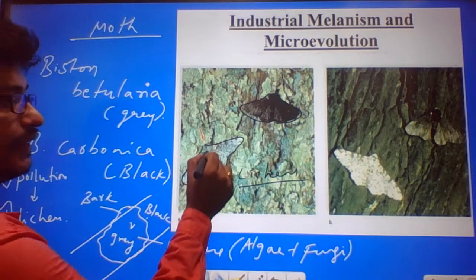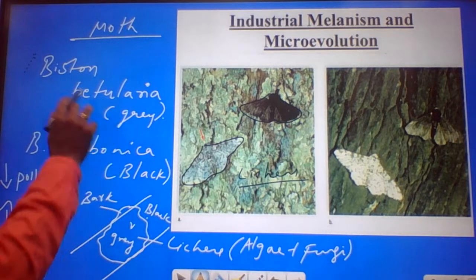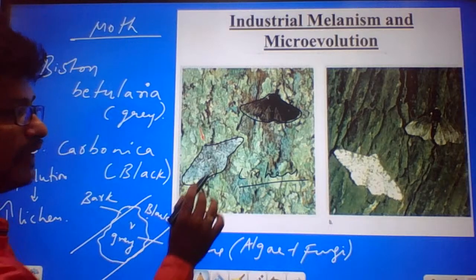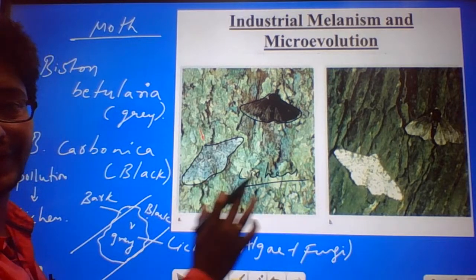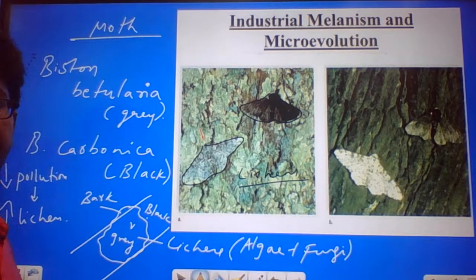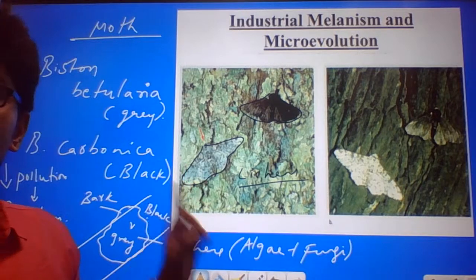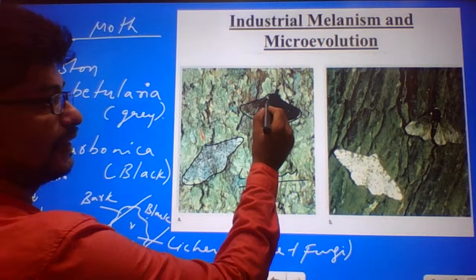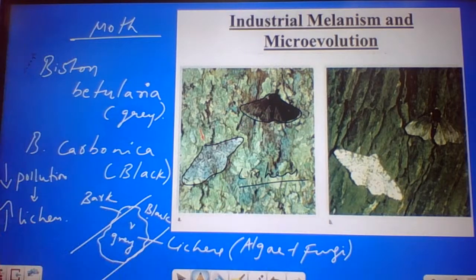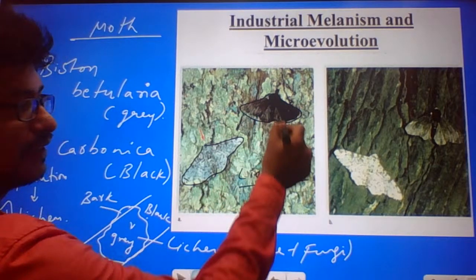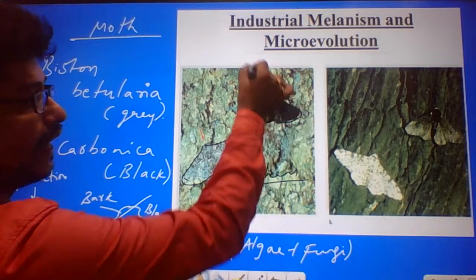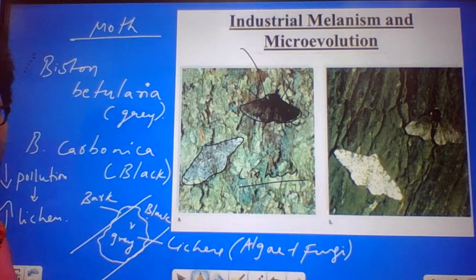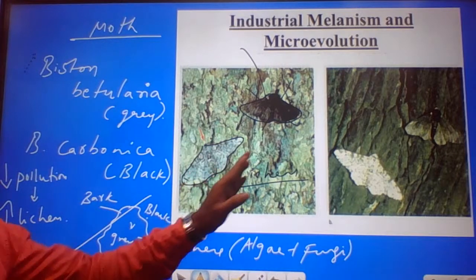What happened here: the gray moth, Biston betularia, has completely camouflaged or blended with the color of the lichens, so that it couldn't be differentiated. So it has been safeguarded from the predator. It couldn't act as prey. But the black moth was clearly visible because it couldn't camouflage with the color of the lichens. So it could be predated by the predator, and this species started declining. This was before industrialization.